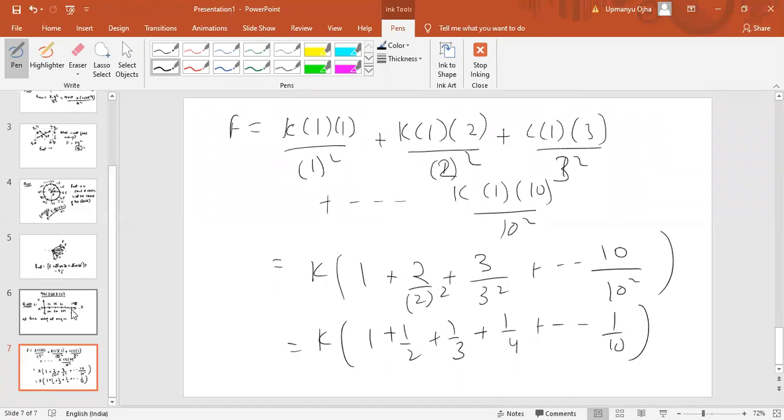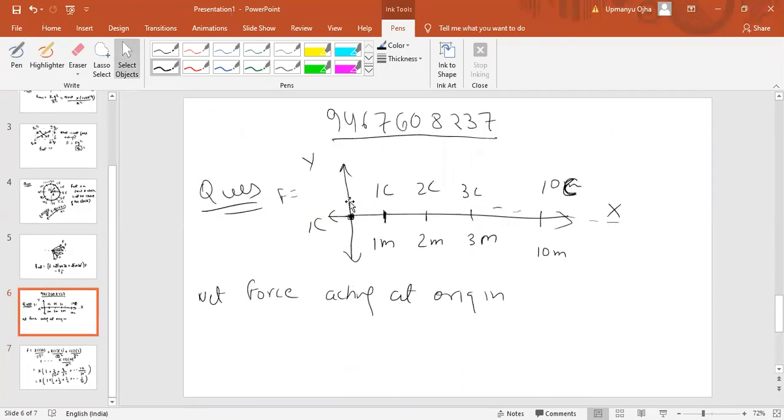Now in the same question itself, if I change the data, like a 2 coulomb charge, if we change the data of the same question, that at 1 meter we place 1 coulomb charge, at 2 meter we place 8 coulomb charge, at 3 meter we place 27 coulomb charge, and at 10 meter we place 1000 coulomb charge. Can you find the net force acting on that point? We have simply changed the data, the remaining question remains same. What is the net force acting at the origin?